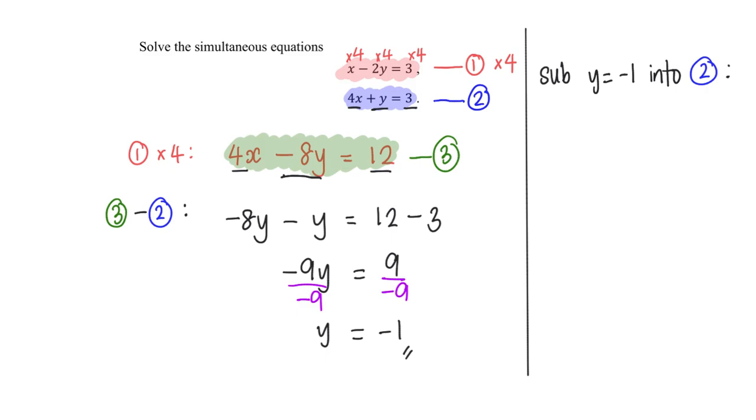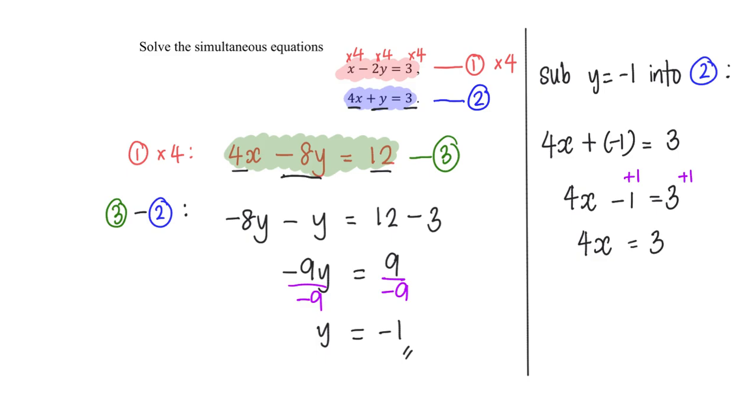We would have this 4x plus y, but now this y. Do I still write it as y? No. I will write it as negative 1, with a bracket. Okay, so this means that I will have a minus 1 equals to 3. And let's continue to solve it. I'm going to add 1 on both sides. That's why you see a plus 1 here. And eventually divide by 4 on both sides to give me my final answer. x is equals to 1.